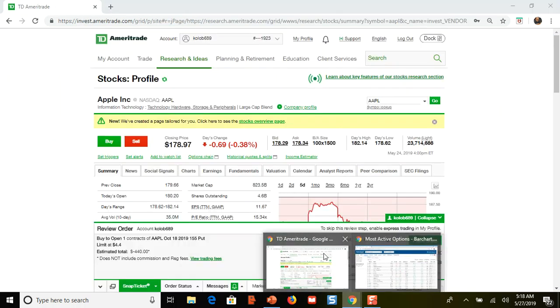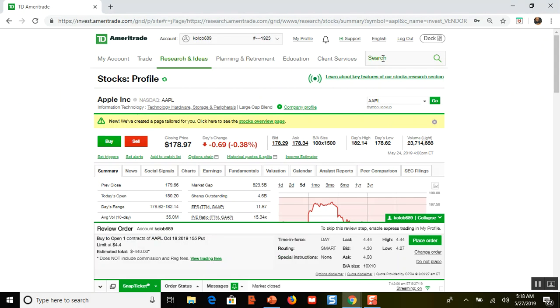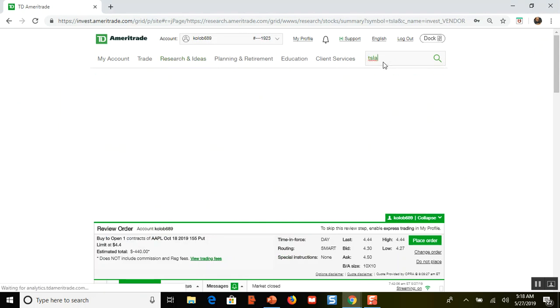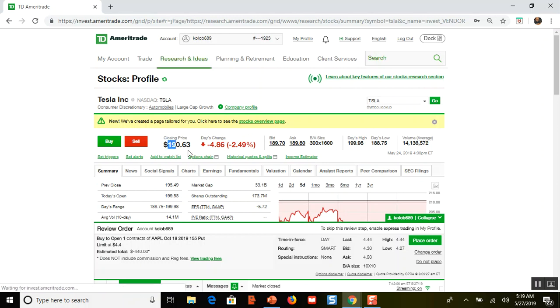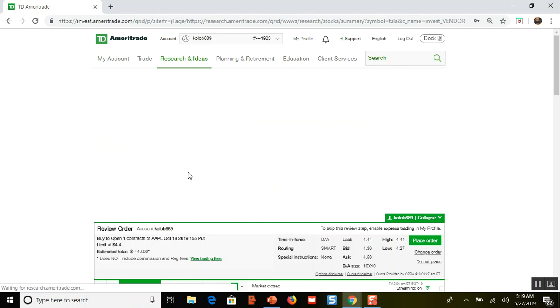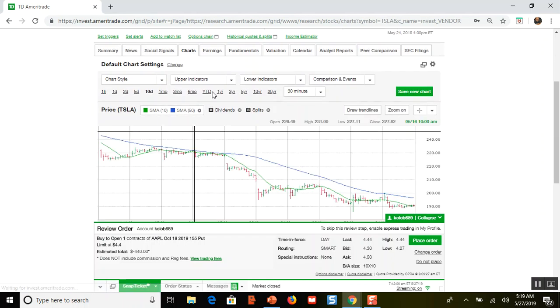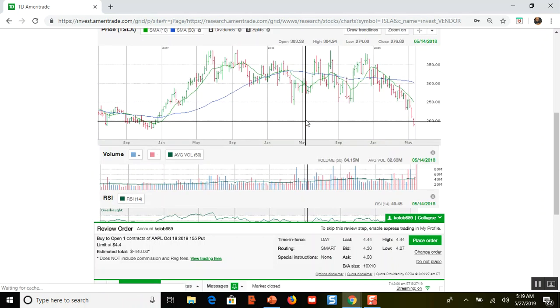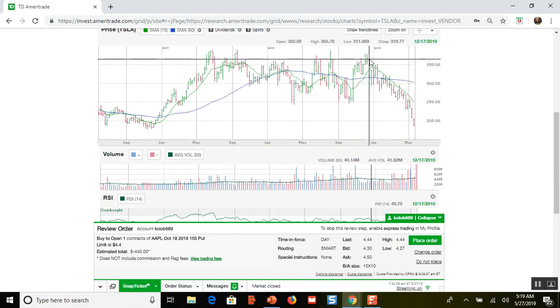Let's look at Tesla real quick, and then we'll call it a day. So let's click Tesla. That's the number 2 high volume stock, and it's trading at $190.63 a share. And boy, oh boy, if we look at the chart here, I already know that Tesla has been taking a beating, right?